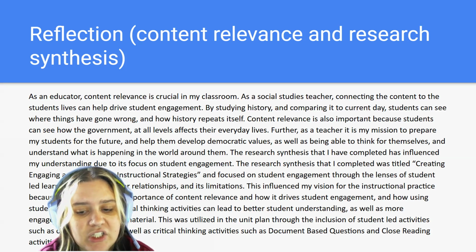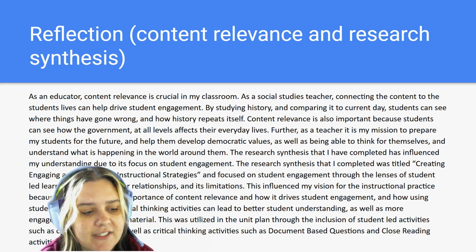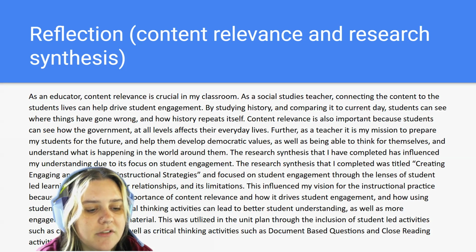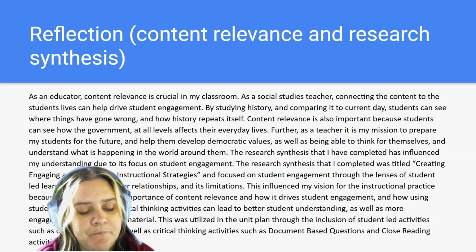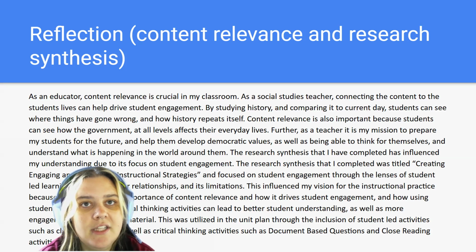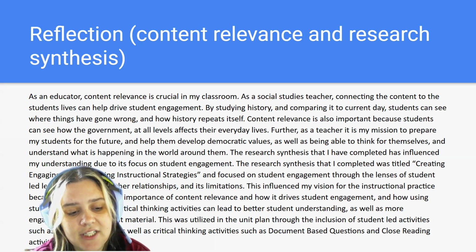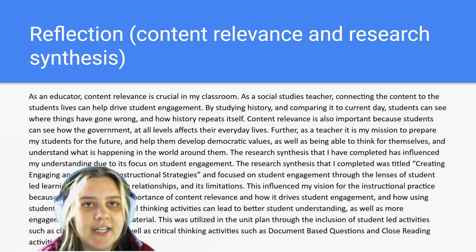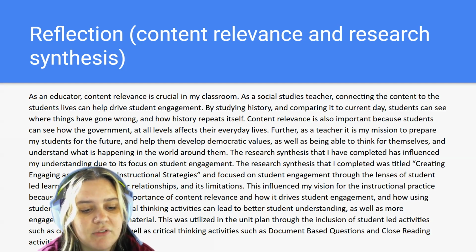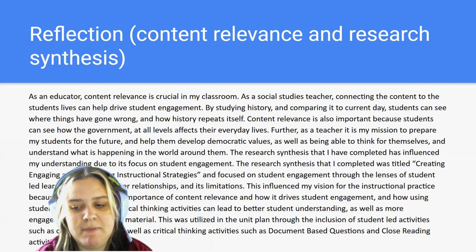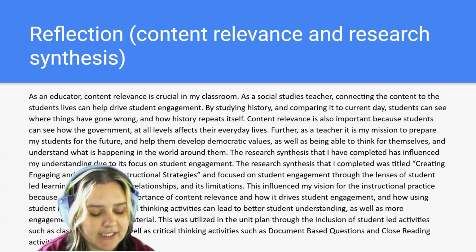This was utilized in the unit plan through the inclusion of student-led activities, such as class discussions, otherwise known as roundtables, that discussed the content of the day, such as the Federalist versus the Anti-Federalist and its connection to the Constitution, as well as critical thinking activities such as the document-based questions and close reading activities.